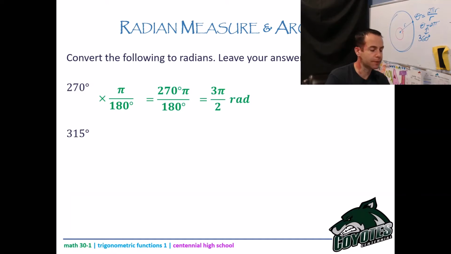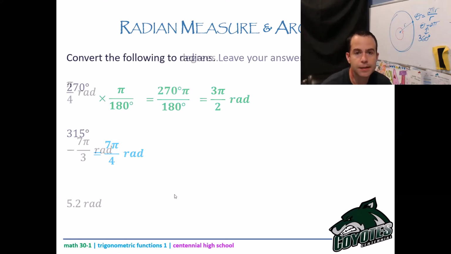Okay, you try 315. You should have gotten 7 pi over 4. 315 over 180 reduces to 7 over 4, and then you keep your pi on the top.